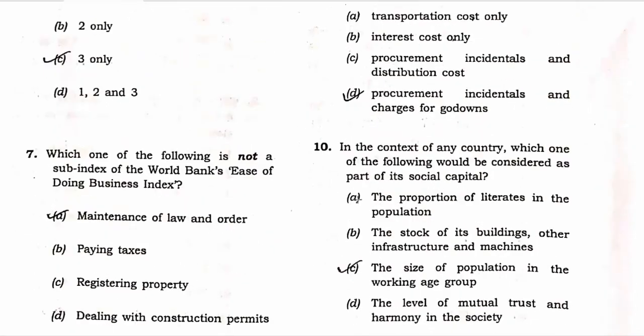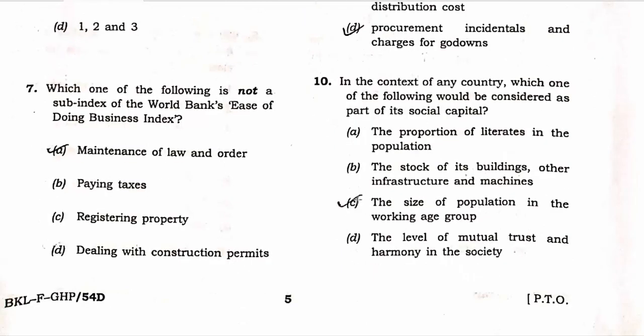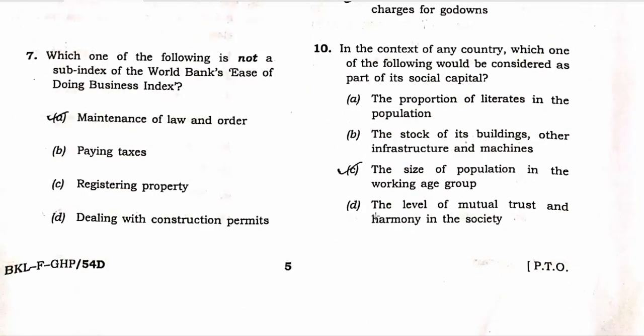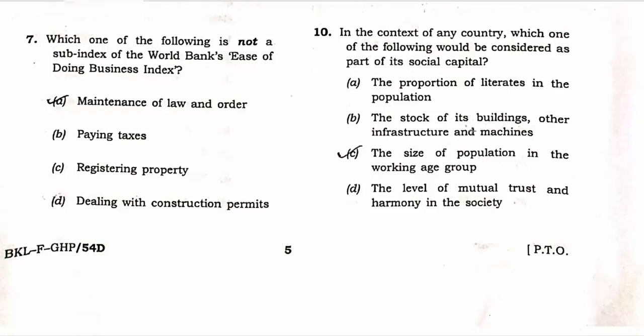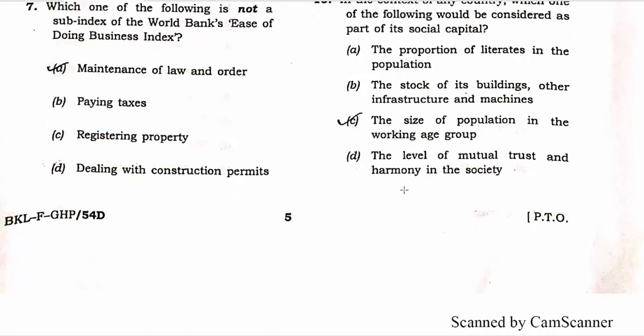Then we have the 10th: in the context of any country, which one of the following could be considered as a part of its social capital? This is a very basic static portion. You will have economic, human, social, demographic capital. The first, the proportion of literates in the population, is related to human capital. So that's not the answer. The stock of its buildings, other infrastructure and machines is economic capital. The size of the population is again human capital. The level of mutual trust and harmony in the society is related to social capital.